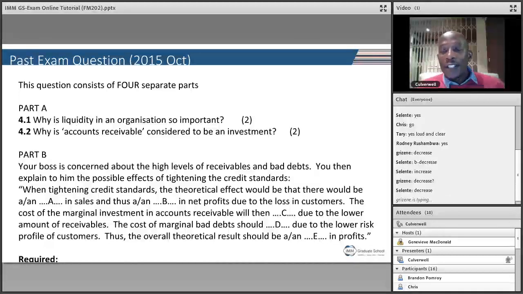Yes, it will amount to a decrease, because remember, you have already reduced your sales volume. Your investment in trade receivables has decreased. It goes without saying you're also going to expect a decrease in marginal bad debts. The less you sell on credit, the less chances of you having some of your customers defaulting on their accounts. So the cost of marginal bad debts should also decrease due to the lower risk profile of those customers you eventually be able to sell to on credit. Thus, the overall theoretical result should be a dash in profits. What do you think will be the overall effect there?